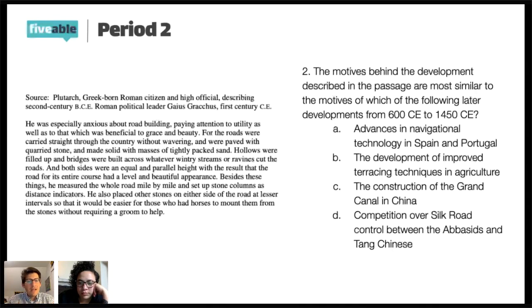So I'm down between C and D. For me, looking at this, it is some measure of infrastructure in order to connect your empire to trade. For D, the motivations behind competition over the Silk Road might be somewhat different, or much more economic than controlling the core part of your empire. Which leads us to C as the right answer. Yeah, y'all nailed it. Good job on that one.